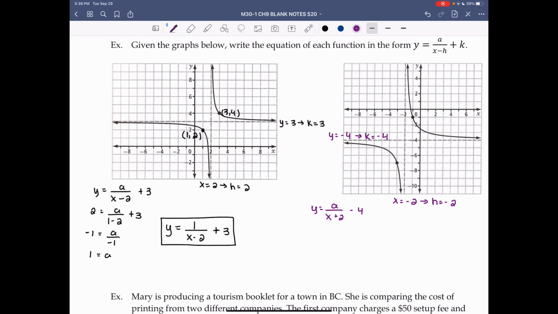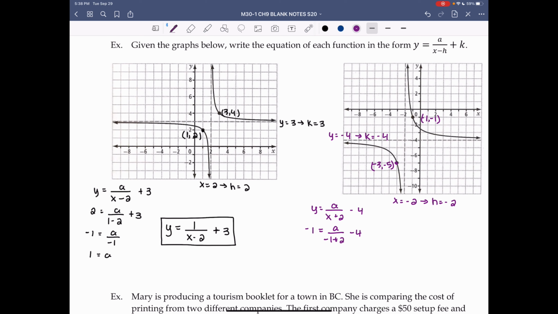We need to sub in a point for x and y. I see 2 points here. I have -3, -5, or I have -1, -1. I'm going to sub in -1, -1. -1 equals a over -1 plus 2, minus 4.